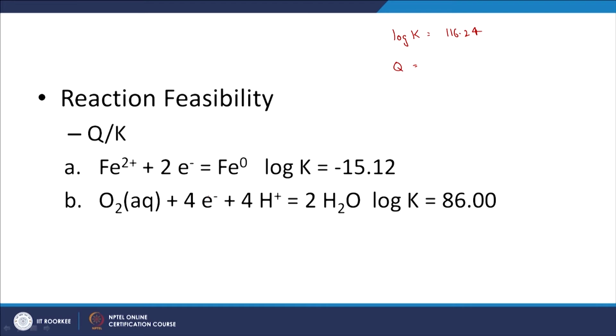So, let me write that down again. It is going to be O2 plus 2 Fe(0) plus 4 H+ going to 2 H2O plus 2 Fe2+. So, obviously Q for this particular case is going to be equal to the activity of O2, but if we say it is in the aqueous or dissolved phase, it is the aqueous concentration, not the gaseous phase, times the activity of iron.